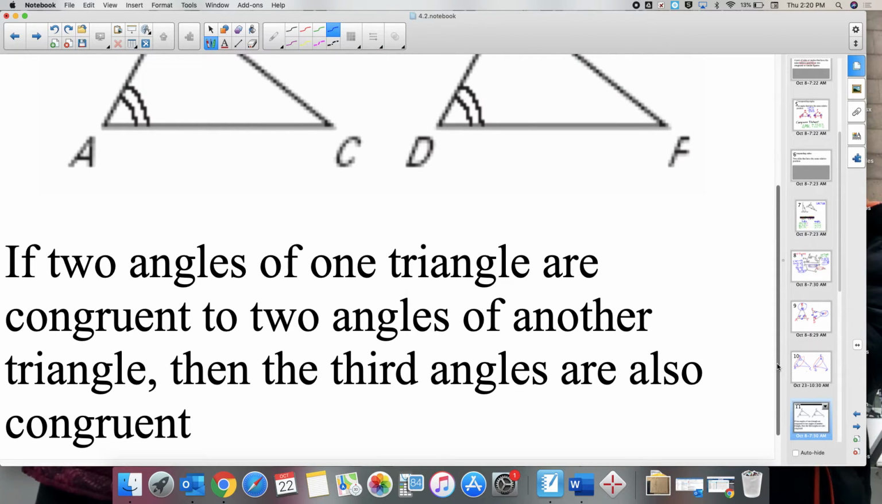And that's what our third angles theorem says. If two angles of one triangle are congruent to two angles of another, then our third set will also have to be.